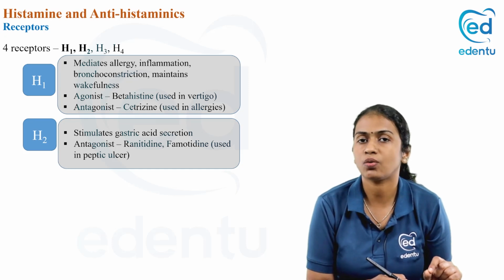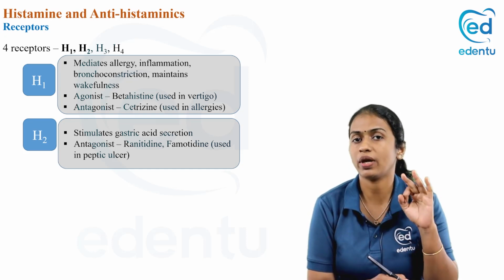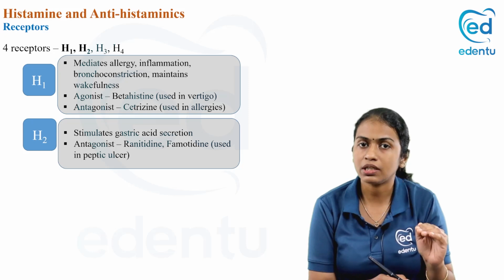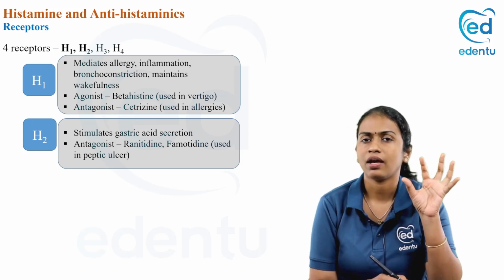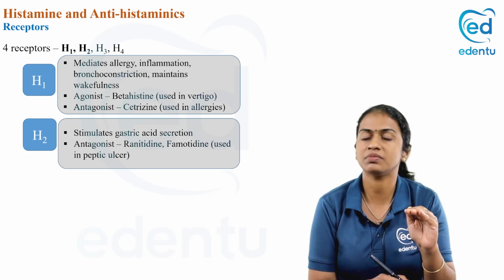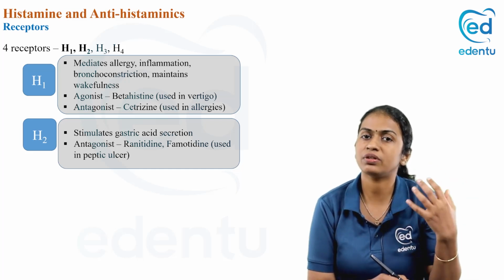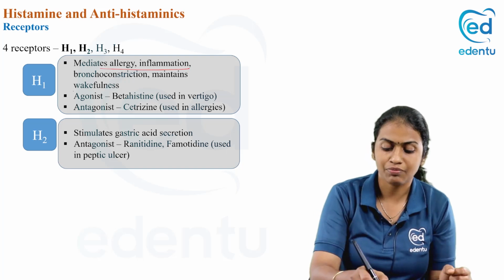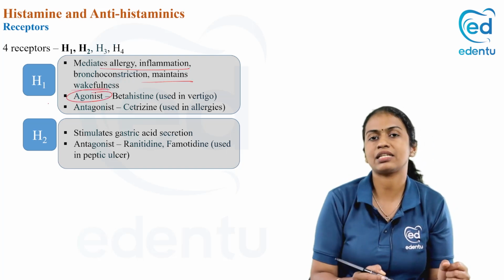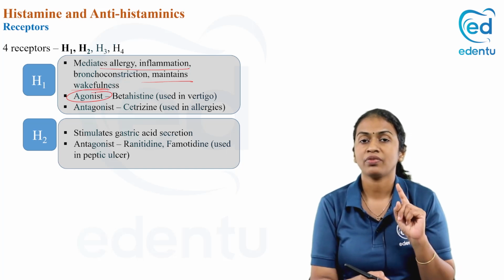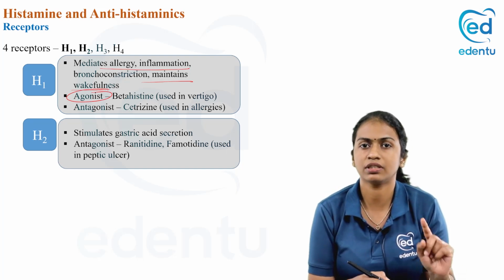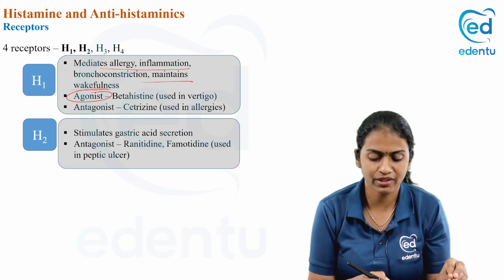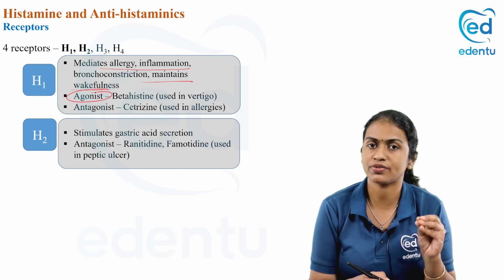Now, what are the main receptors on which histamine acts? It acts on H1, H2, H3, H4. H1 and H2 are the ones we are mainly concerned with. H1 mediates allergy and inflammation, because of which, we all know, the term antihistamines classically refers to H1 antihistamines, right? So we use them for different allergic conditions. It mediates allergy, inflammation, bronchoconstriction, and maintains wakefulness. The H1 agonist is betahistine, which we use for vertigo in Meniere's disease. We have heard about Vertin tablet and all; it is an H1 agonist. The H1 antagonist is cetirizine, which we use for allergies.